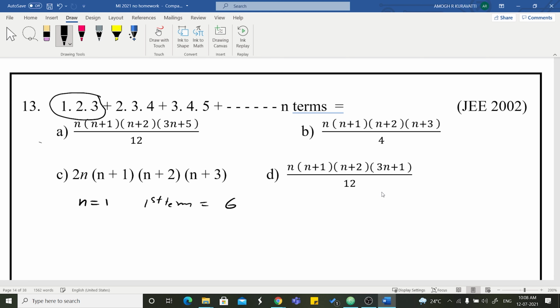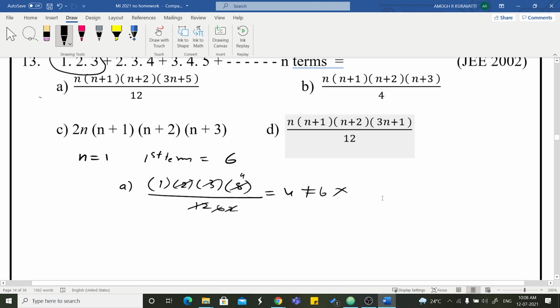6, right? In which option does 6 come? By taking n is equal to 1, check option A. Put n is 1. 1 into 1 plus 1, that is 2, 1 plus 2 is 3, 3n plus 5, 3 plus 5, 8, divided by 12. 2 ones are 2, 2 sixes are 12, 3 ones are 3, 2 twos are 4, that is 4, which is not equal to 6. Option A is wrong.